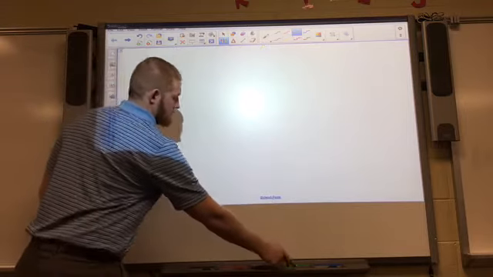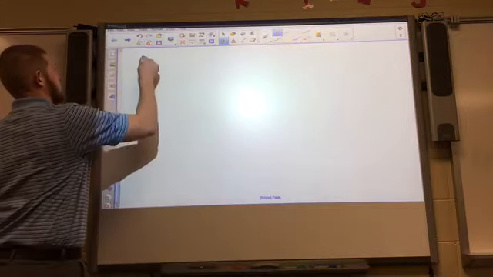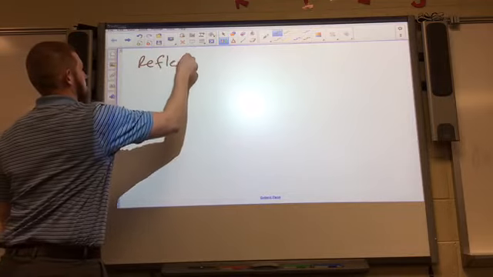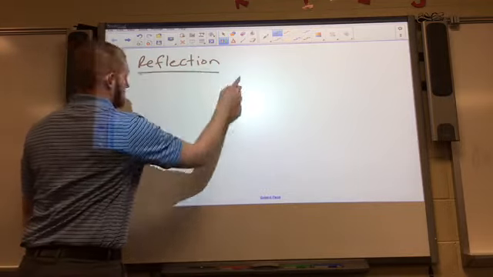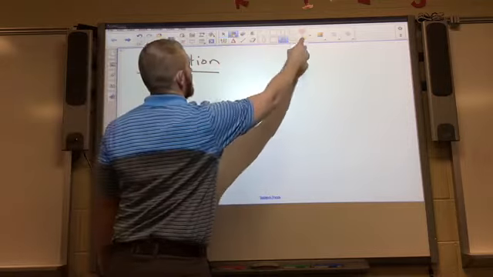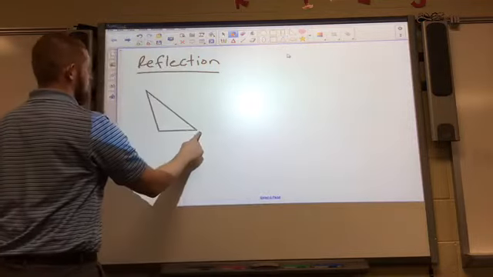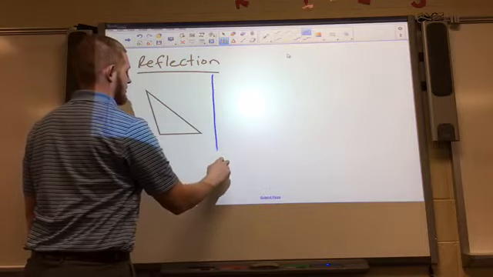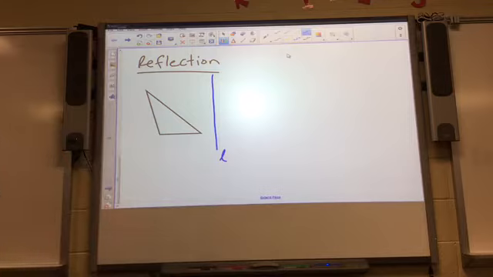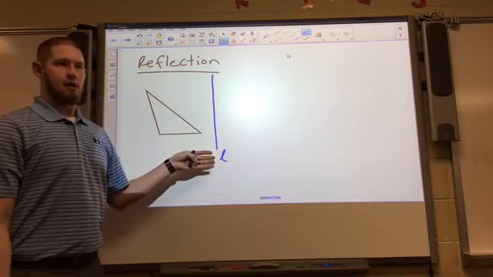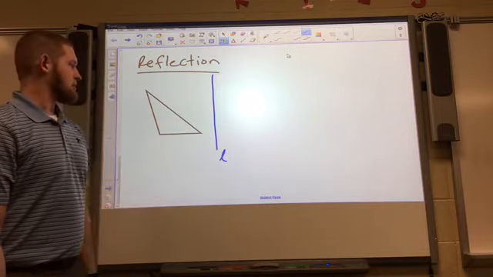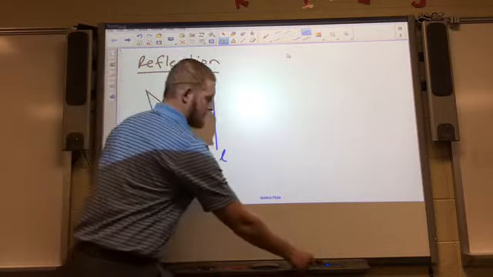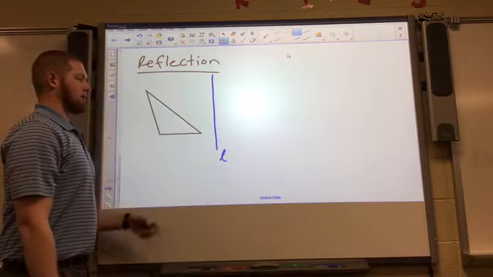Now, let's just draw this real quick. Let's do a reflection. Okay, so I have this triangle here, and I want to reflect it over line L. Okay, so the way they're going to say this is we're going to do a reflection in line L, is how they're going to word this. Okay, don't let that confuse you. It just means you're reflecting it over line L.